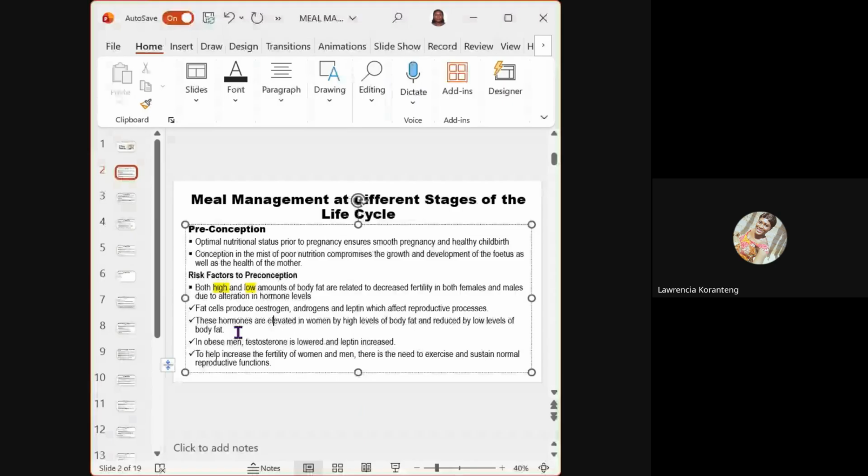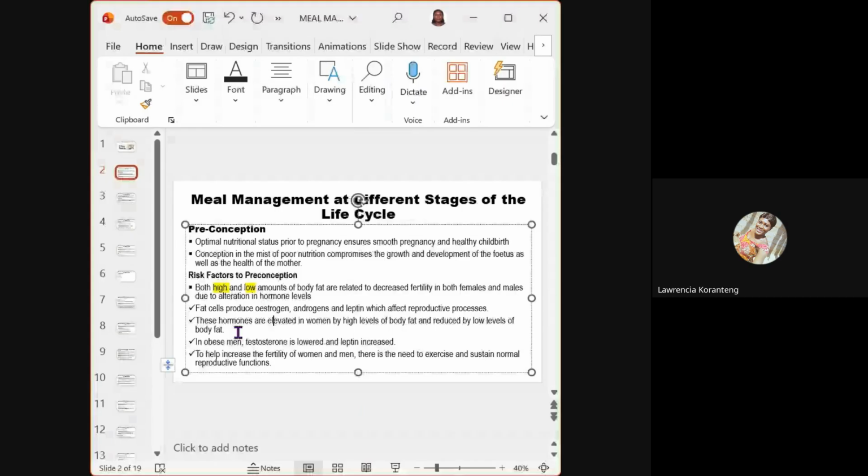You need to understand these things so that when you are recommending meals for people at this stage, and even the person is maybe a young girl who is still thinking, I don't want to get fat, I don't want to do this, you tell the person, look, you need a good amount of fat in order to prepare even your womb for pregnancy.